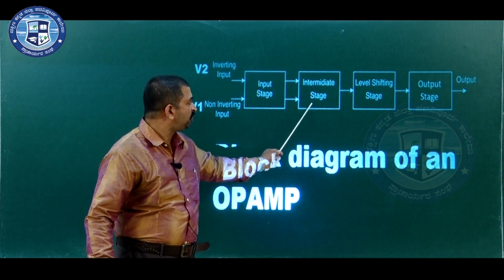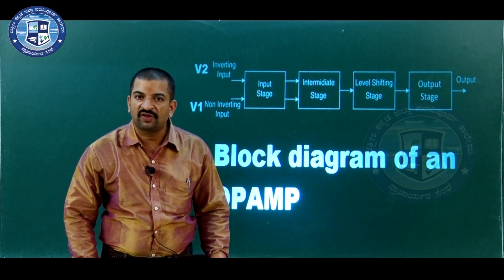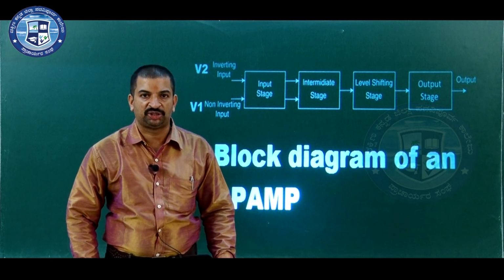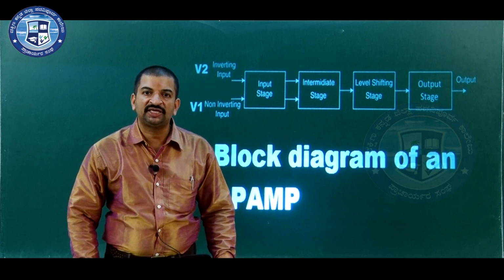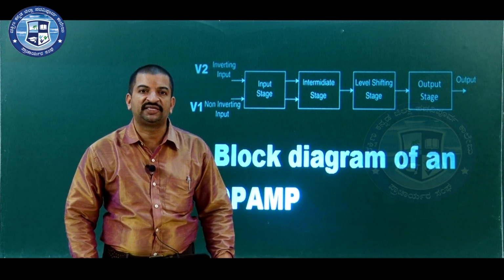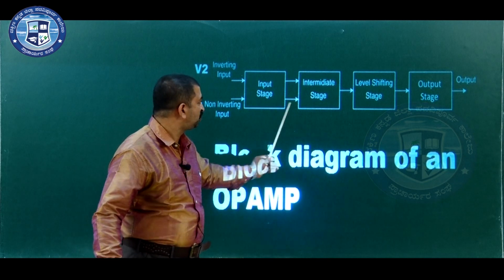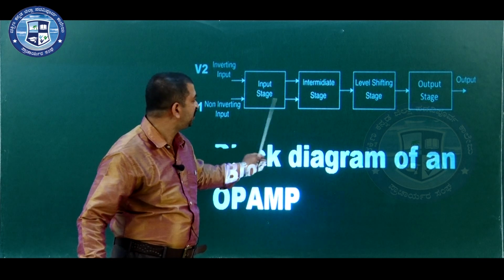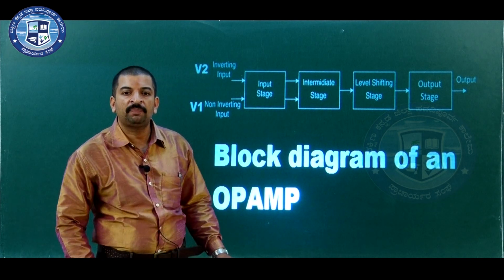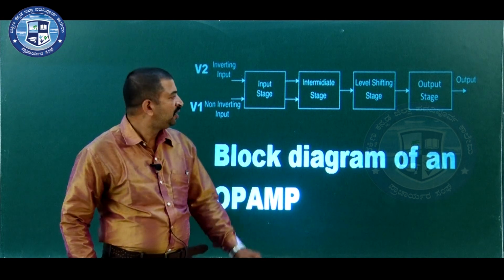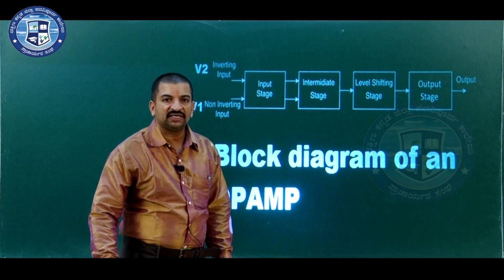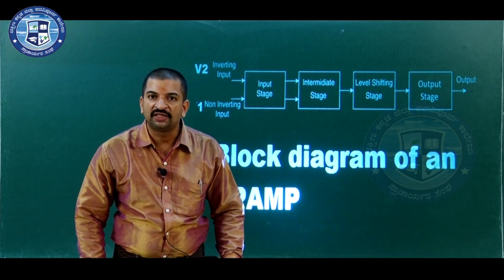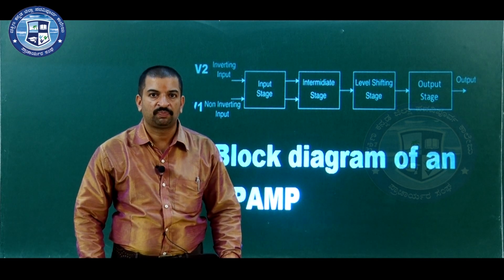The output of the input stage is connected to a circuit known as the intermediate stage, or it is also called the gain stage. The intermediate stage also provides very high voltage gain. Now, the first two stages provide very high voltage gain. These two stages increase the input impedance of the amplifier. Now, the output of the intermediate stage is connected to what is known as a level translator, or it is also called the level shifting circuit.